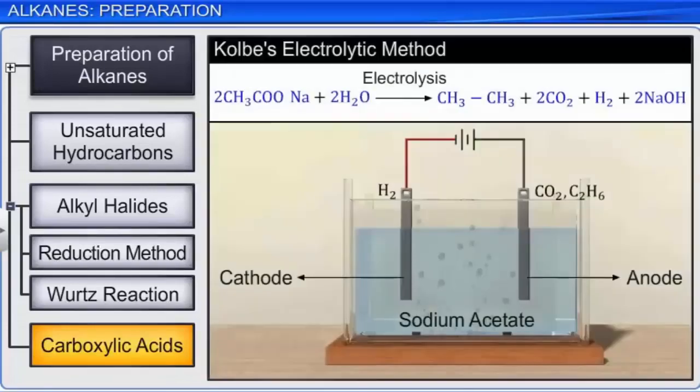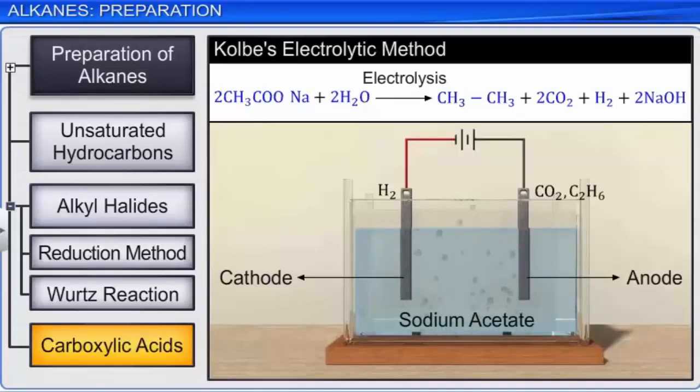The coal-based electrolytic method is yet another method to prepare alkanes from carboxylic acids. This method involves the preparation of alkanes with an even number of carbon atoms through the electrolysis of aqueous solutions of sodium or potassium salts of carboxylic acids. For example, the aqueous solution of sodium or potassium acetate on electrolysis gives ethane.